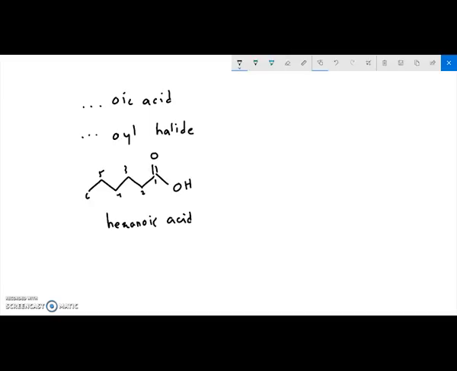Now, if we replace the OH with something else, with a halogen, let's say we replace it with a chlorine. Therefore, we're going to change the oic acid into the oyl halide compound. So the name will become hexanoyl chloride.